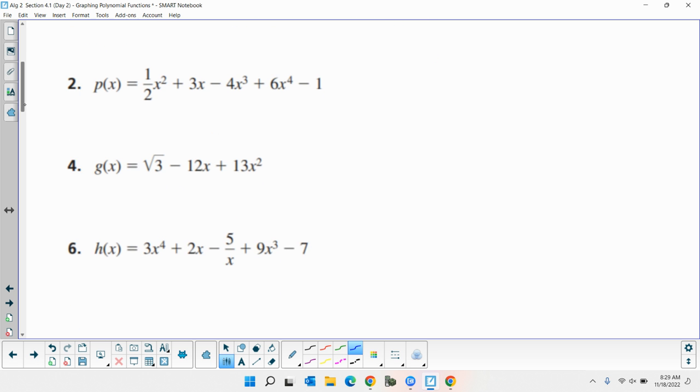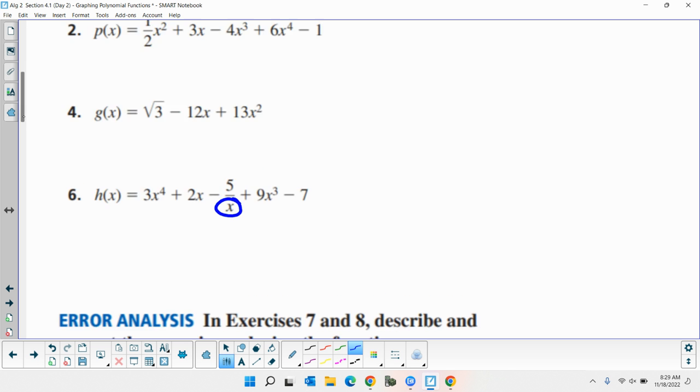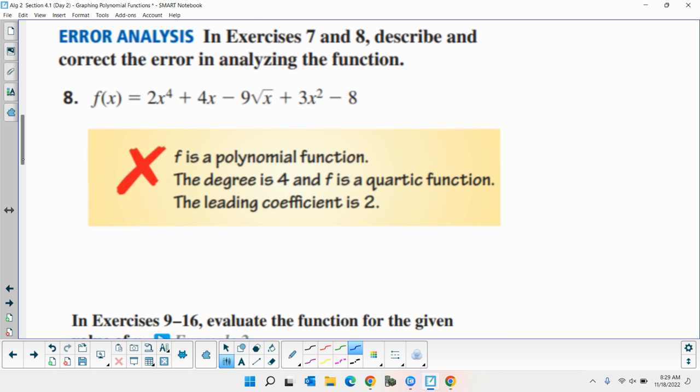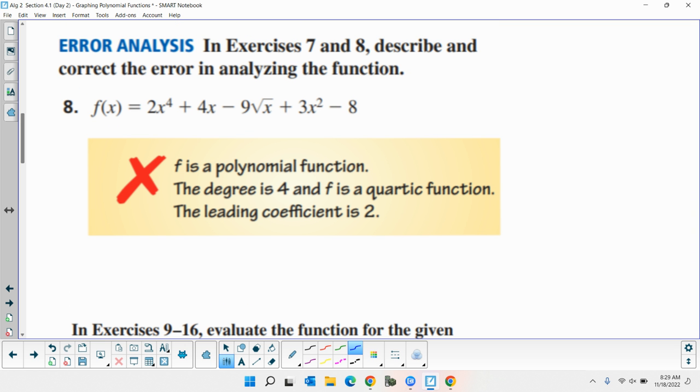Number 6 is not a polynomial because of this x in the denominator. Okay? You got an x in the denominator or in an exponent, it's not a polynomial. All right? Number 8. It's not a polynomial function. Why? The square root of x. You can have the square root of a number, but not the square root of an x, because that means the exponent for x is 1/2, and the exponents for polynomials are supposed to be whole numbers, right?